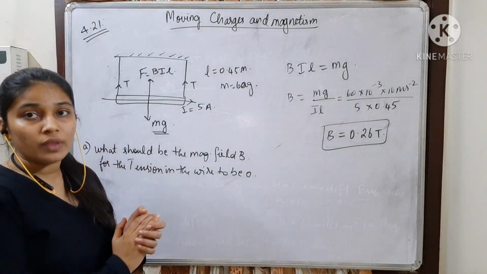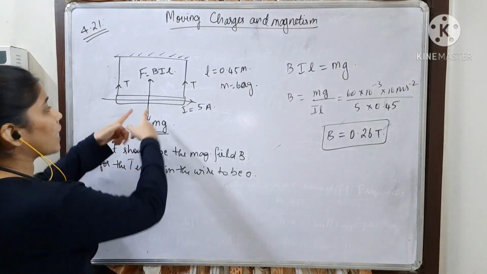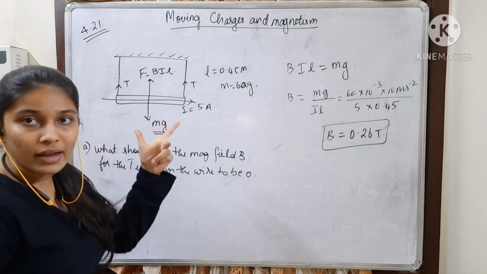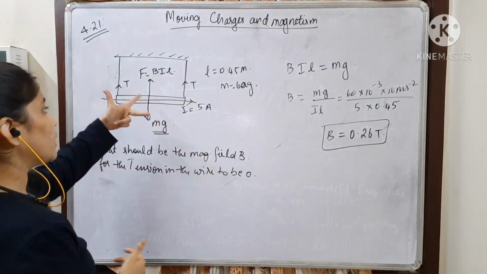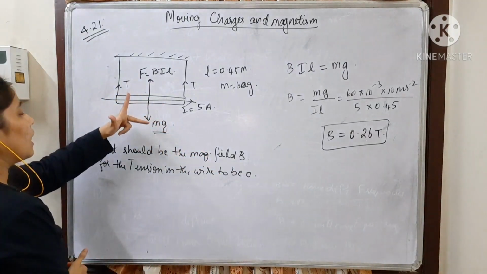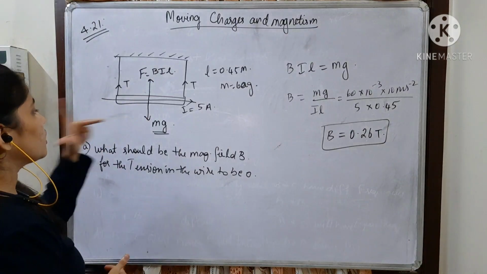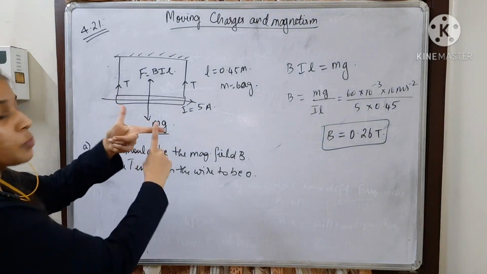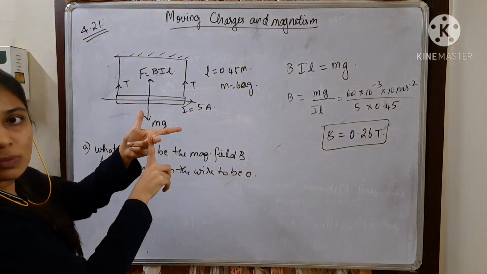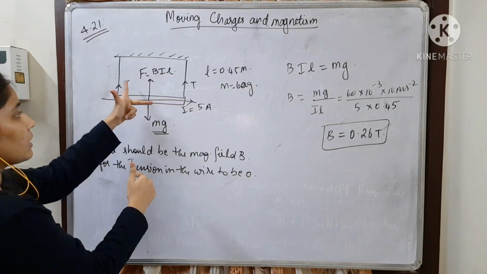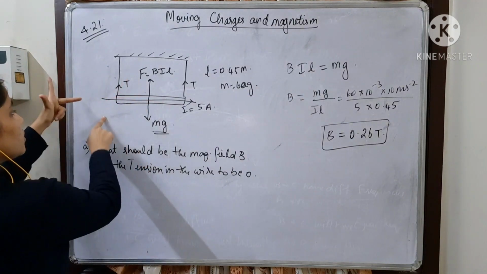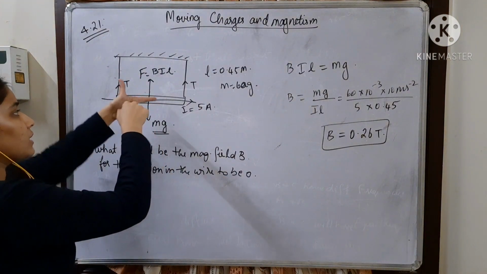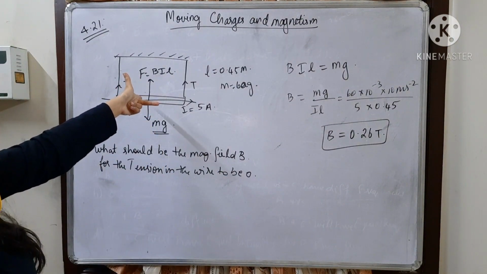Now, what will be the direction of the magnetic field? We have the force acting in the upward direction and the current acting in this direction. Let us use Fleming's left hand rule to find the direction of the magnetic field. The force is pointed by the thumb, the magnetic field is pointed by the index finger, and the current is pointed by the middle finger. So we will place our current like this, from left to right, and the thumb acts as the force. You will be pointing your fingers like this.